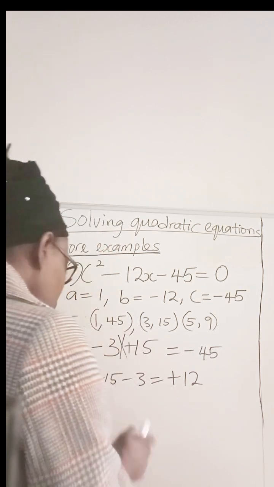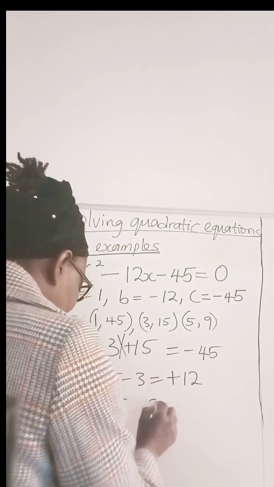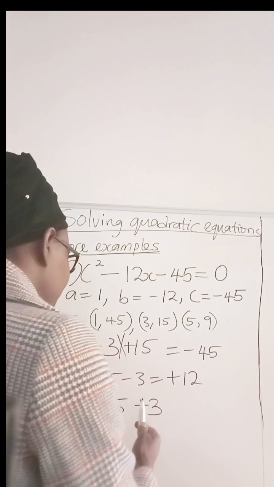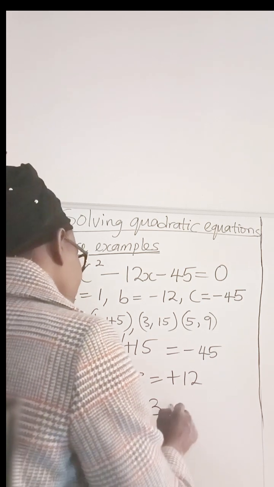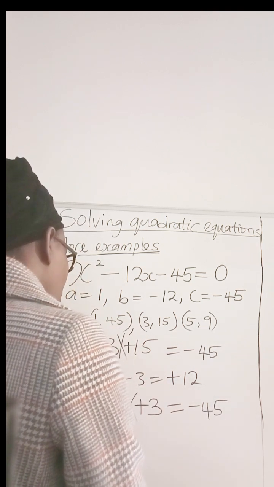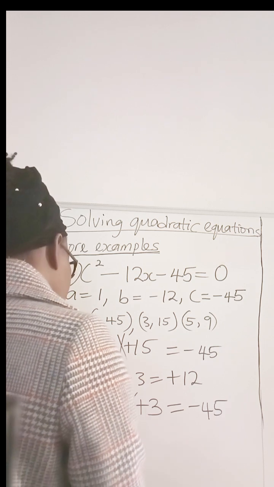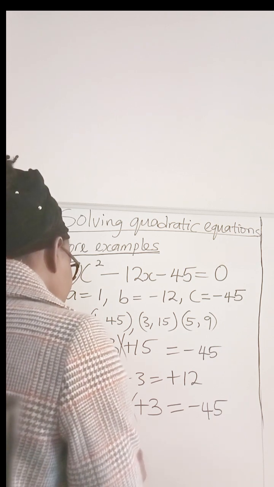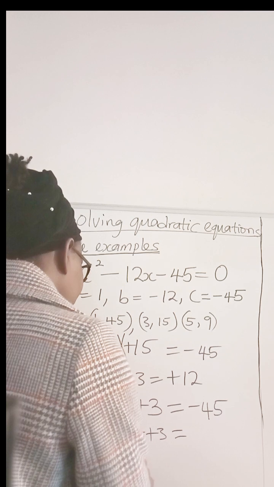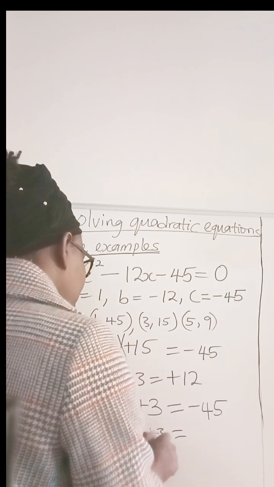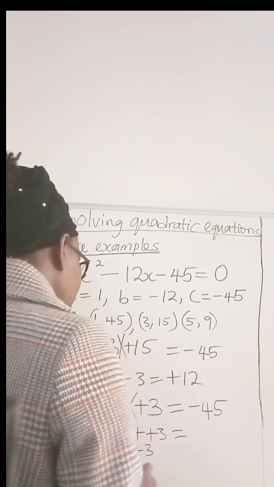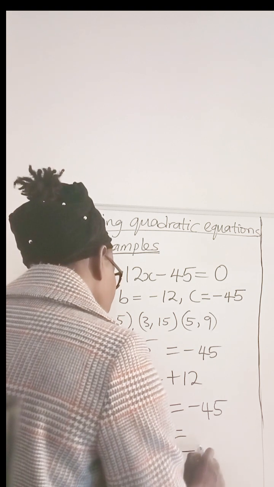The figures are perfect. So we're going to take it again by using minus 15 plus 3. When you look at minus 15 and plus 3, the multiplication of the two will give us minus 45. So let's look at the addition or subtraction between the two figures. Minus 15 plus 3, the result is minus 12.